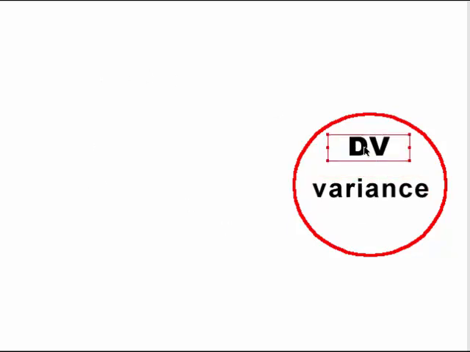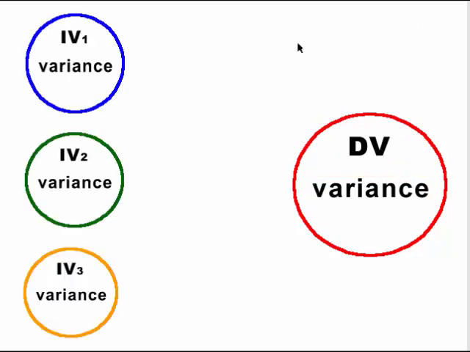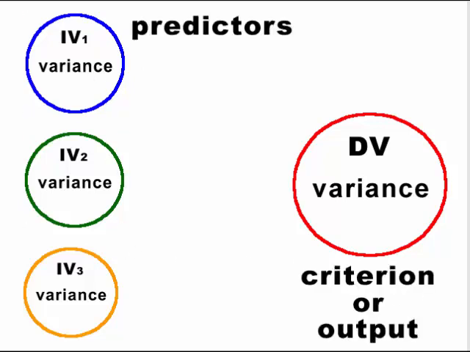Okay? So by the DV, we're talking about the variance. You assume that all the variance in the DV is right here in this circle. And then you get some IVs, different IVs that are measuring different values. So let's go over some terminology. An IV in a multiple regression model is called a predictor. So these are the predictors, and the DV is the output or the criterion.